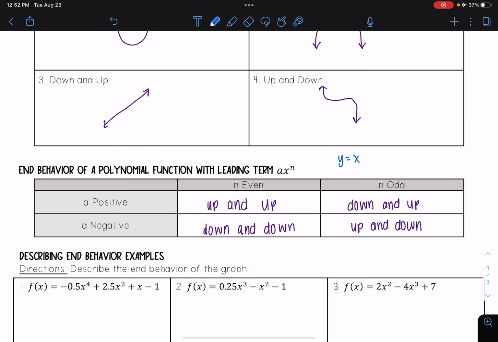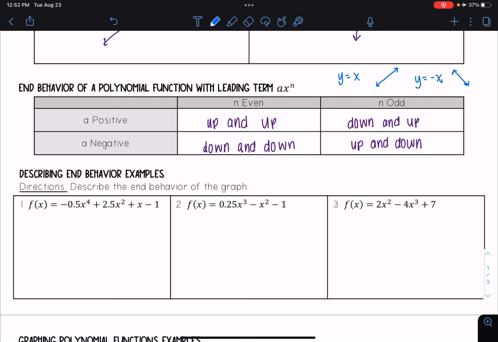So like when we had y equals x, and we see when we graph that line, we start down and we went up because we had a positive slope, so we went uphill. When we had y equals negative x, we have a negative slope, and so we went downhill, and we see that that is up and down.